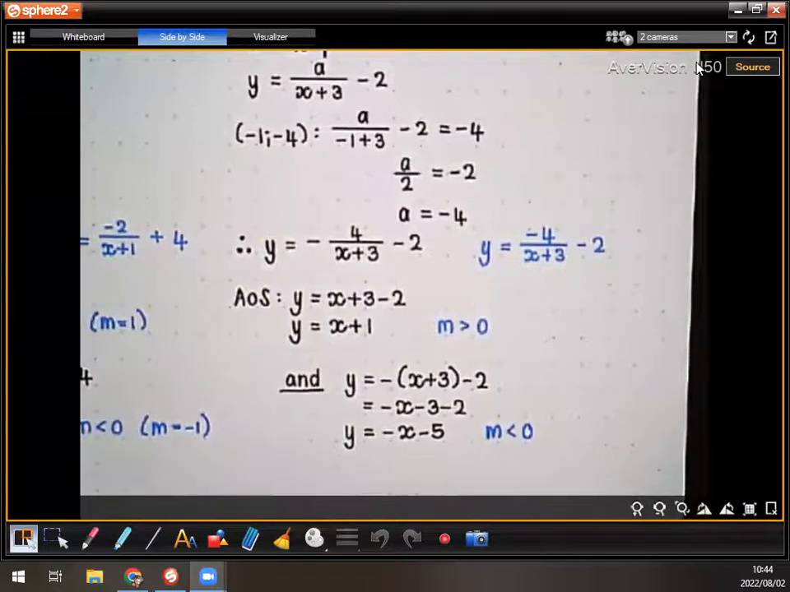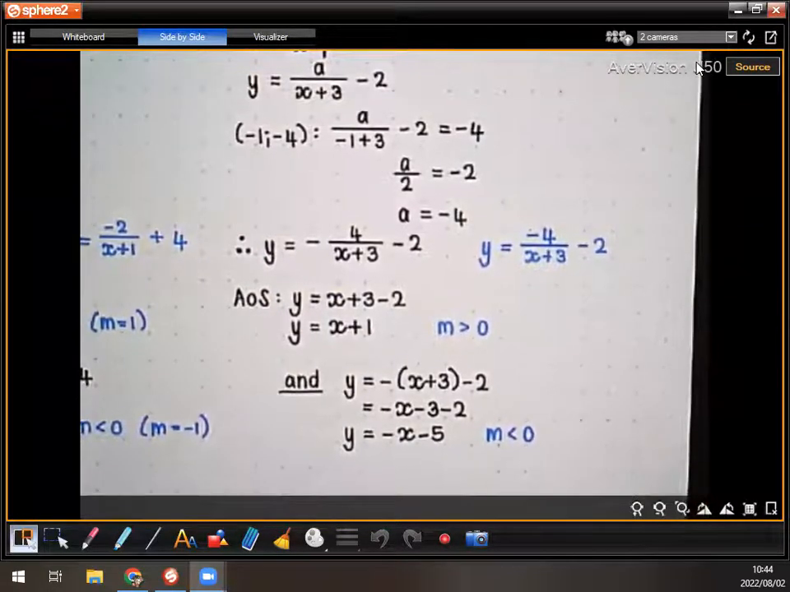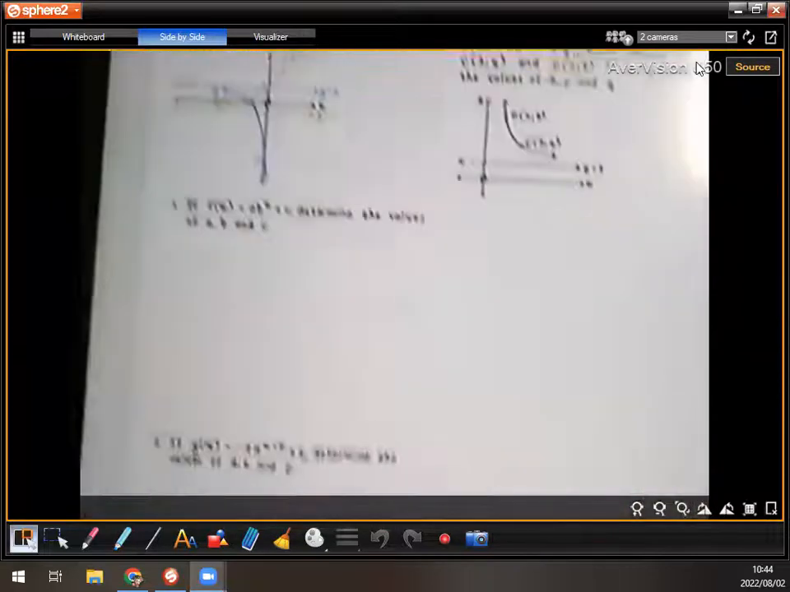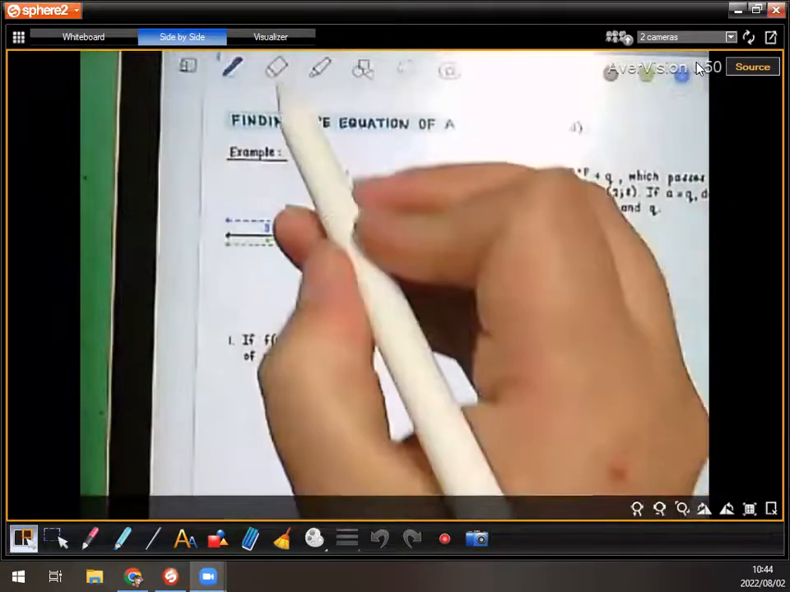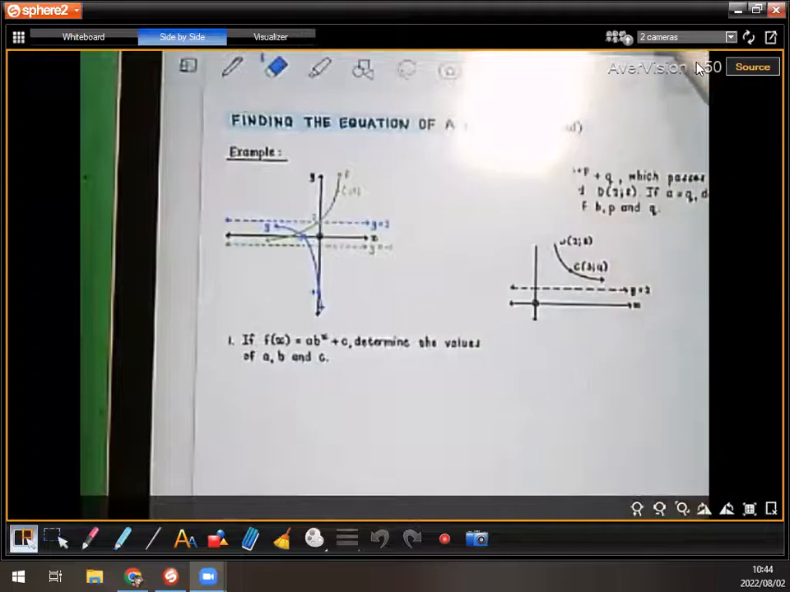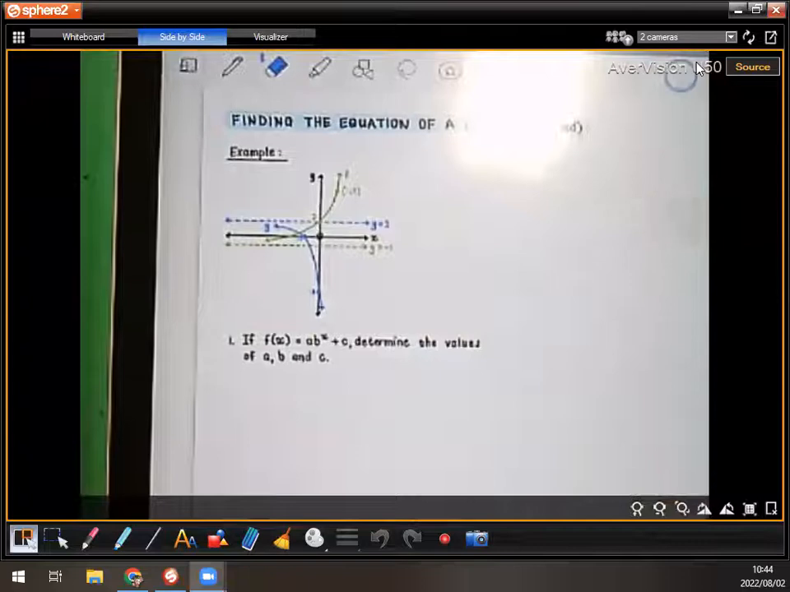Just leave that up for a second so you guys can finish copying that down, and then we are going to do an exponential graph example. And then you're going to do some practice.